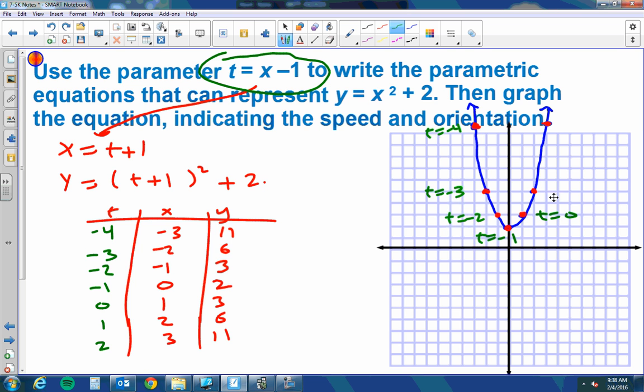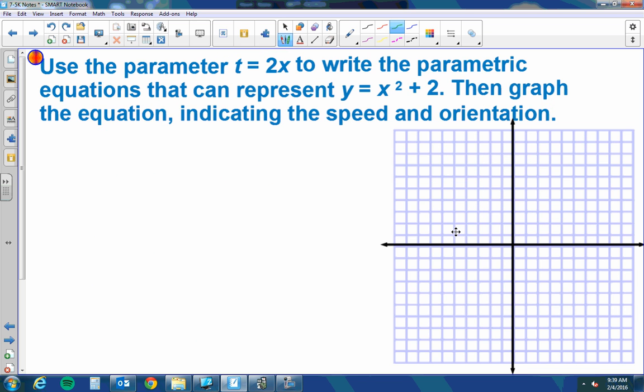It was here at time equals 0. And then it got to here at time equals 2. And when it says, graph the equation indicating speed and orientation, that's actually how you do that. So which way is it going as time increases? Well, from left to right. As far as speed, tell me, how long, let's say it's seconds. How long did it take to get to this leftmost point to the rightmost point? 6 seconds. Okay? So that's how you know the speed.